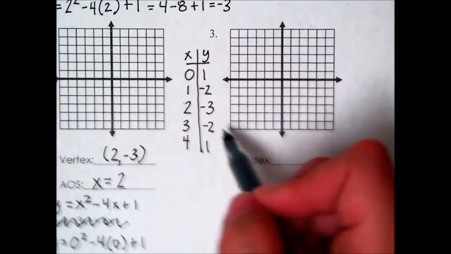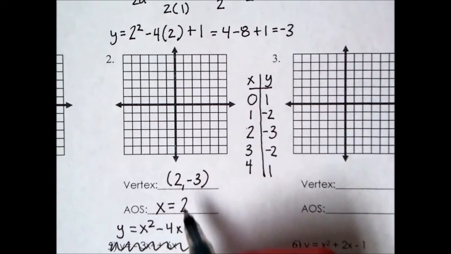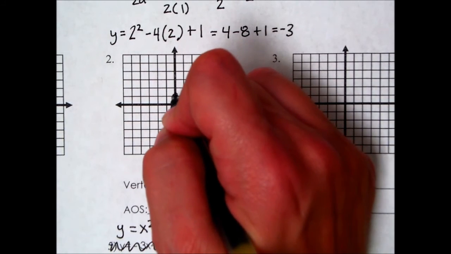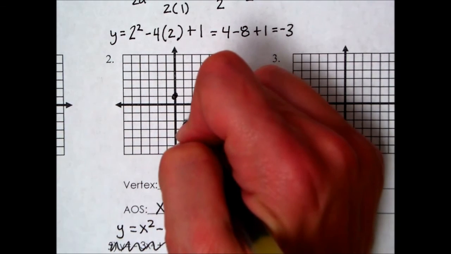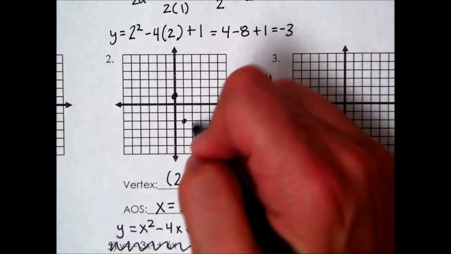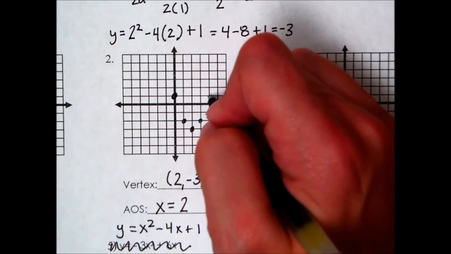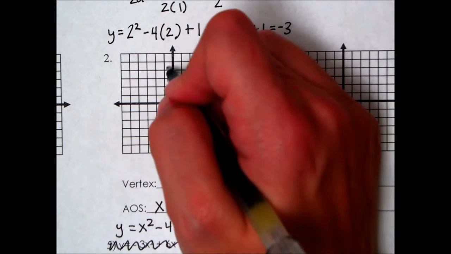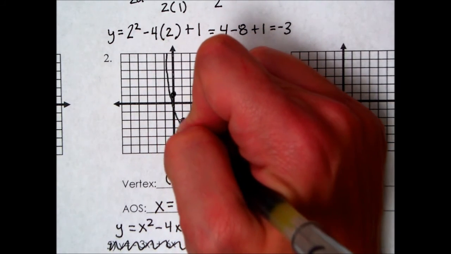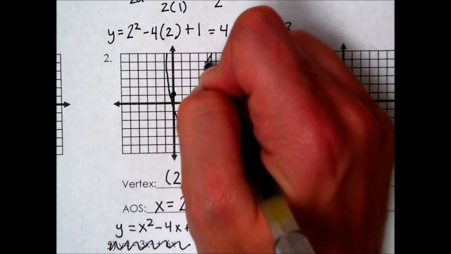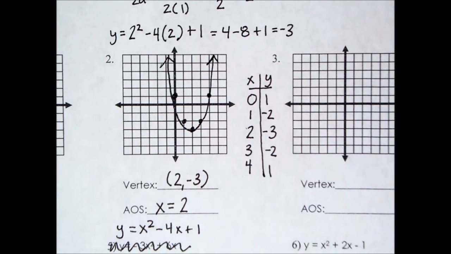Now that you have the table, we're going to go ahead and plot the table here. So we have 0, 1, then we have 1, negative 2, we have 2, negative 3, we have 3, negative 2, and we have 4, 1. And what this makes is a U shape. So you're going to want to make sure it looks more like a U than it does a V. Put arrows at the end, and then that's the parabola.